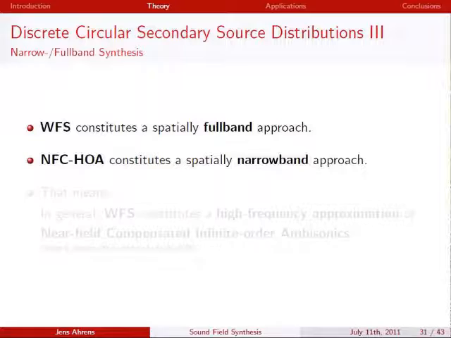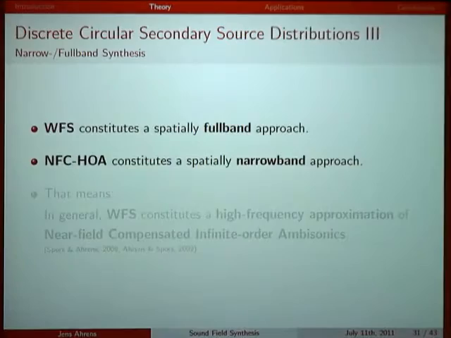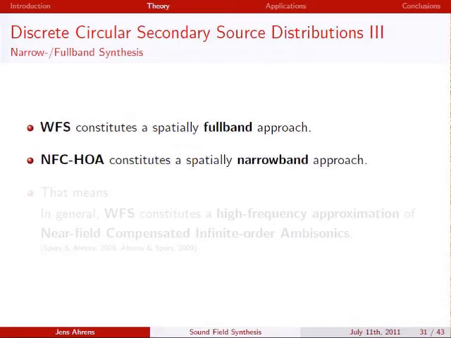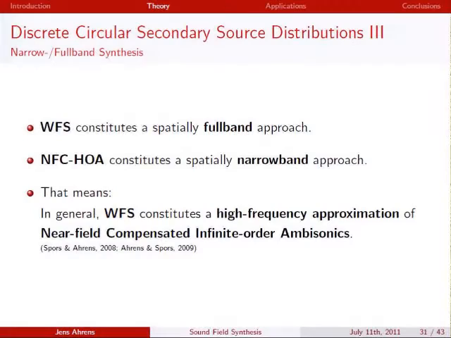So, before that, I want to state that if you analyze what happens in wave field synthesis, you realize that it's a spatially full band approach. This is what happens in wave field synthesis. And if you analyze ambisonics, then it's a narrow band approach. And this is, again, this case. So, we have one conclusion. That means, in general, WFS constitutes a high-frequency approximation, which is probably irrelevant, of near-field compensated infinite-order ambisonics.